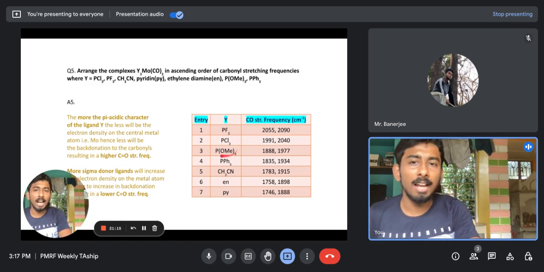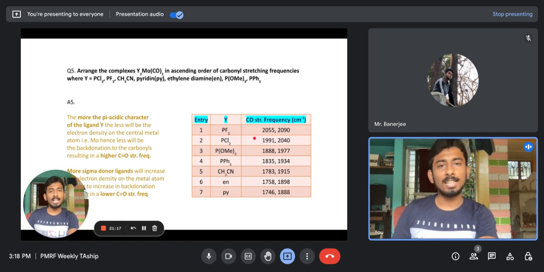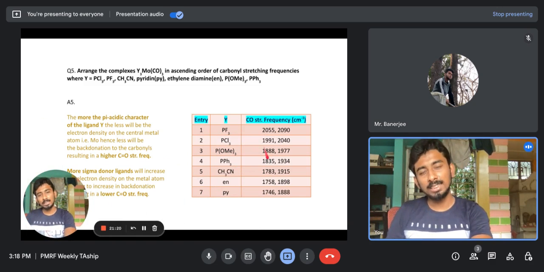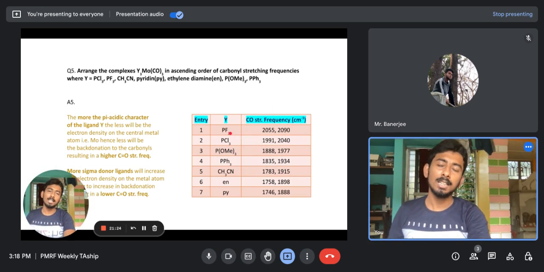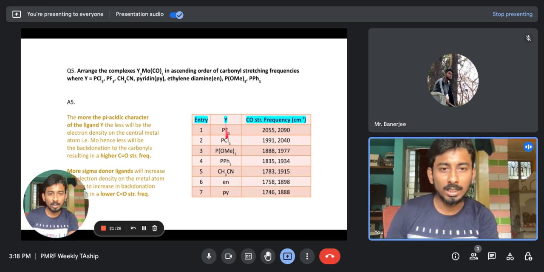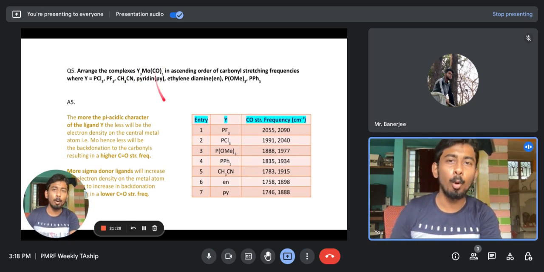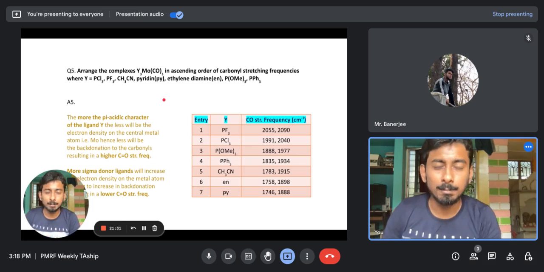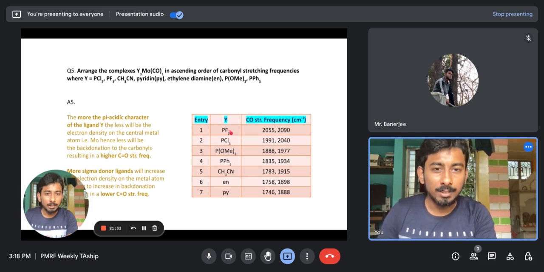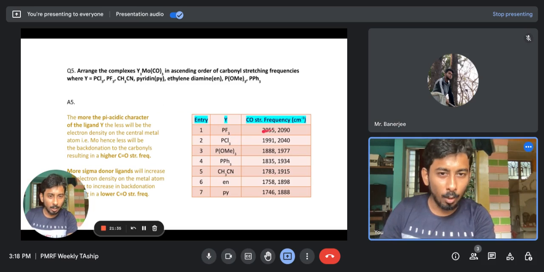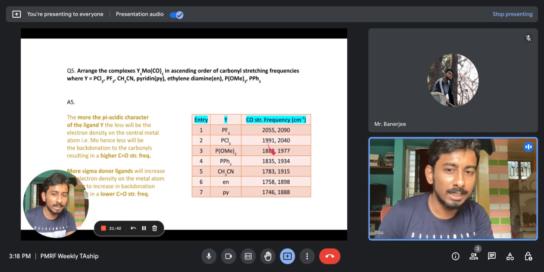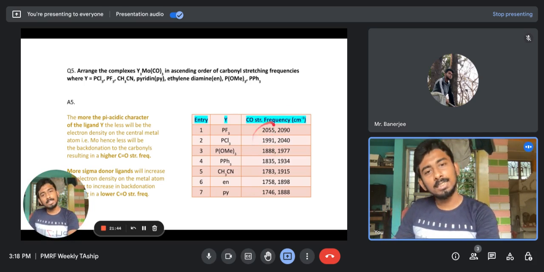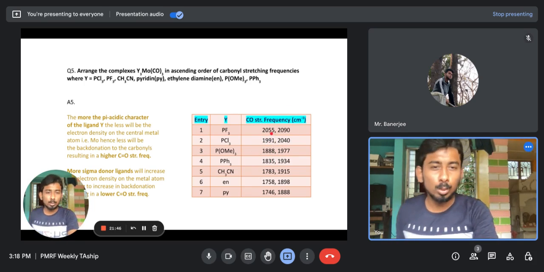So here you can see I have given this table where you can actually see how the CO stretching frequencies of all these molecules can vary among one another. This is entry 1. The Y group is variant in all the complexes. The rest, the Mo(CO)3 part, is fixed. First is PF3, then PCl3, and this table is arranged in descending order of CO stretching frequency. That is quite evident in the last column of the table.